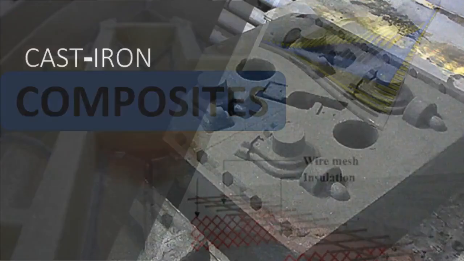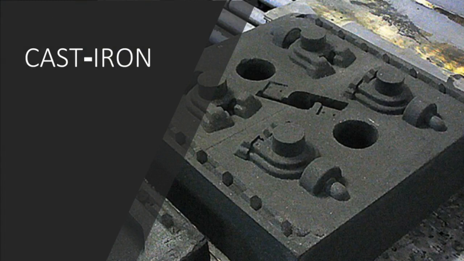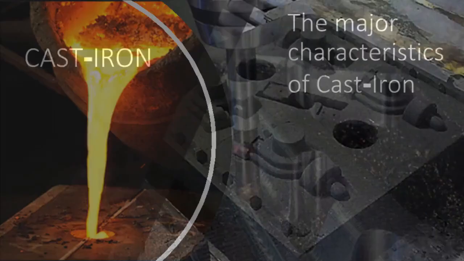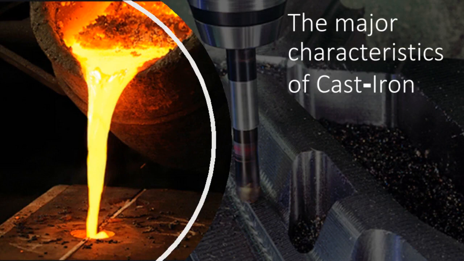Cast irons. Cast iron is primarily an iron carbon alloy with some small amounts of silicon, manganese, phosphorus and sulfur. They are usually used to produce castings where low cost is important, but they are also available in bar form. The major characteristics of cast irons are: they have a low melting point, 1200 degrees centigrade approximately, and when melted, they become very fluid, enabling intricate shapes to be cast with relative ease.